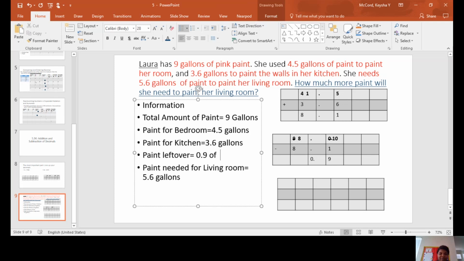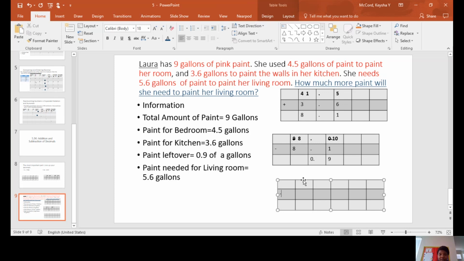You don't have a lot of paint left. So how much paint does she need to paint that living room? 5.6 gallons. The question wants to know how much more paint will she need. So I know how much she has left over, and I know how much she needs for her living room. So what's my last step going to be? I need to subtract the 9/10 from the 5.6 gallons of paint that she needs for her living room. If I do that, I will know how much paint she will need to buy from the store.